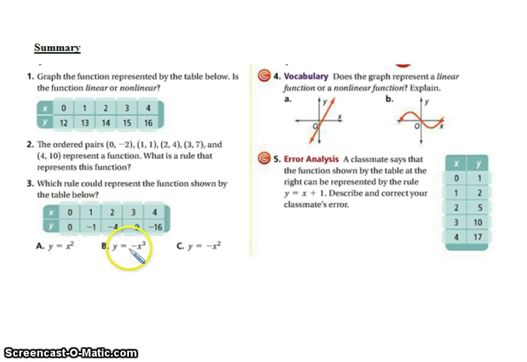So be very careful there because you do have some negatives, so be very, very careful. Do you know the difference in linear functions and nonlinear? And not only just by looking at these pictures can you tell me, but can you explain to me why you know it's linear or nonlinear?